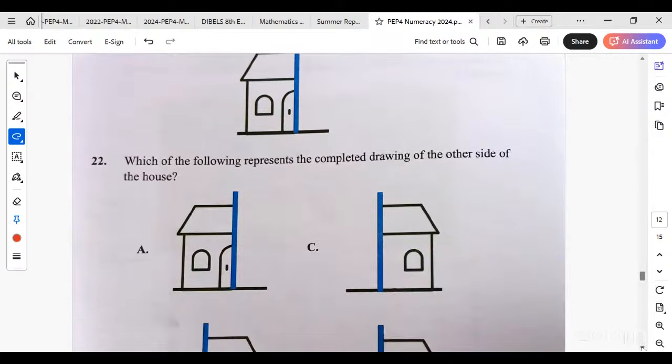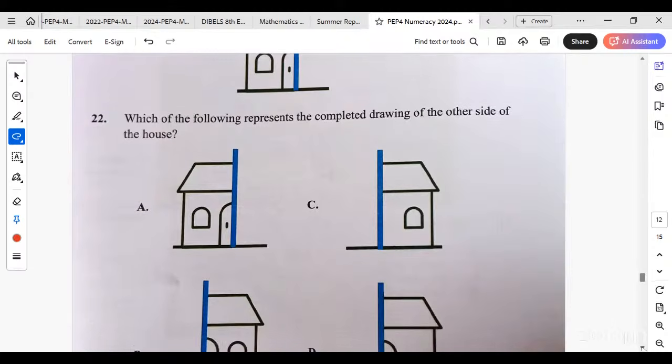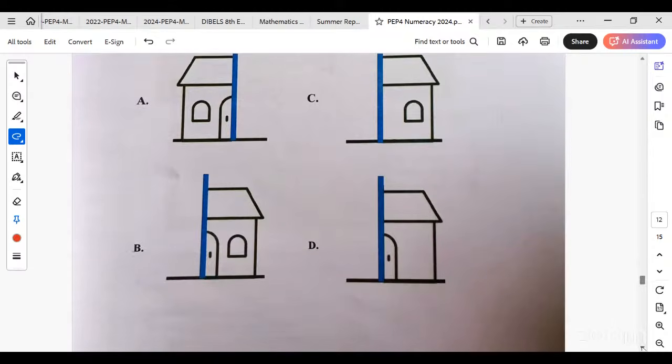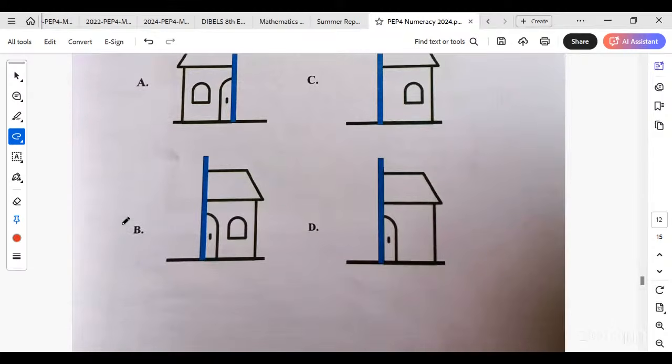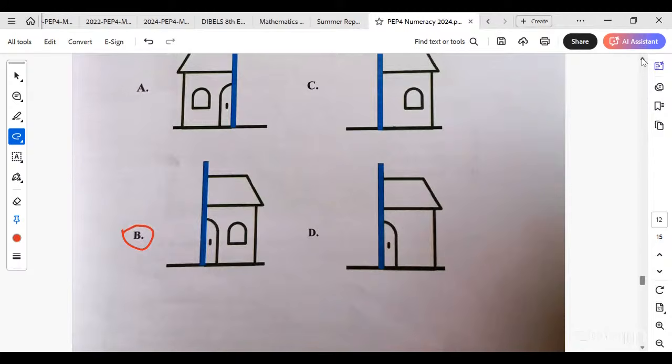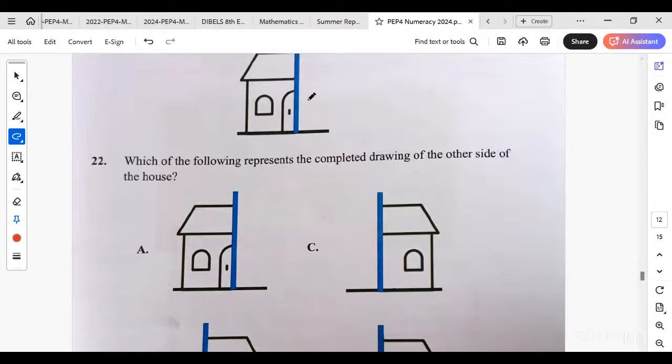And so let's look at the options. A, no, because if we put A there, it would not match. Could not be C either, not D. So the correct answer is B. That would be the exact match to the other side. So it would have completed the door section and then the window on that side.